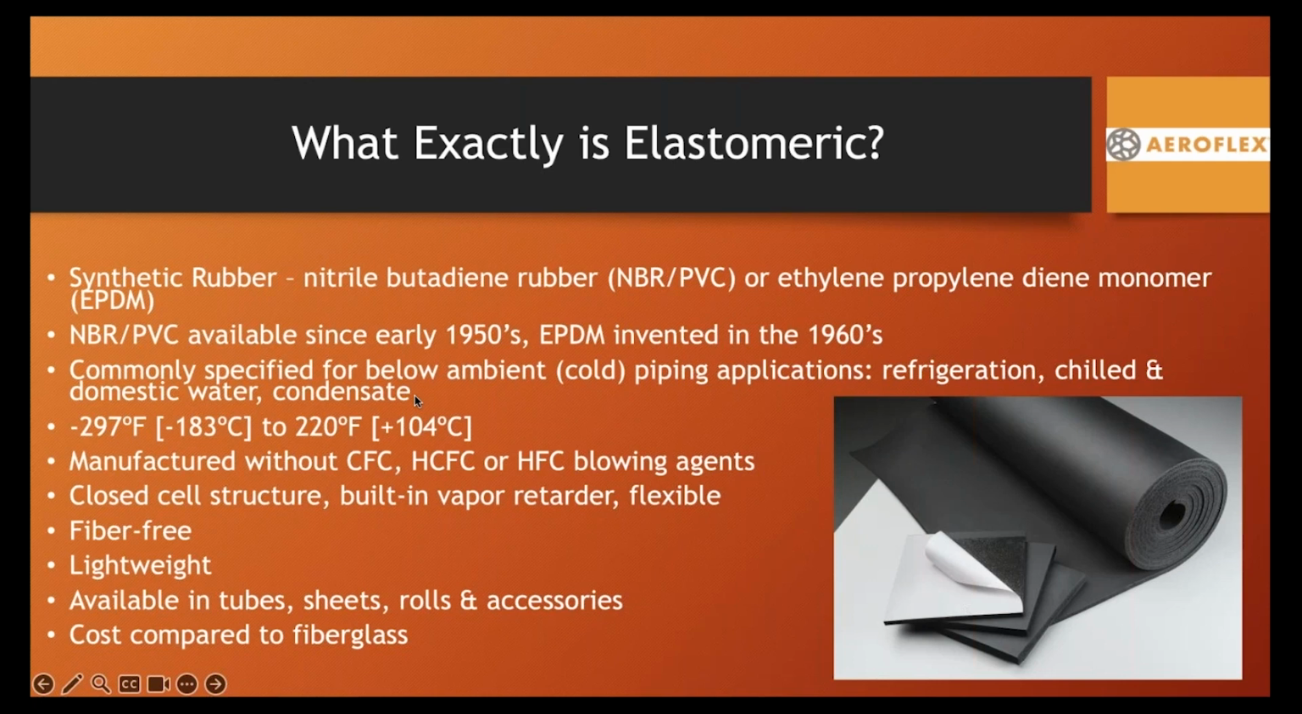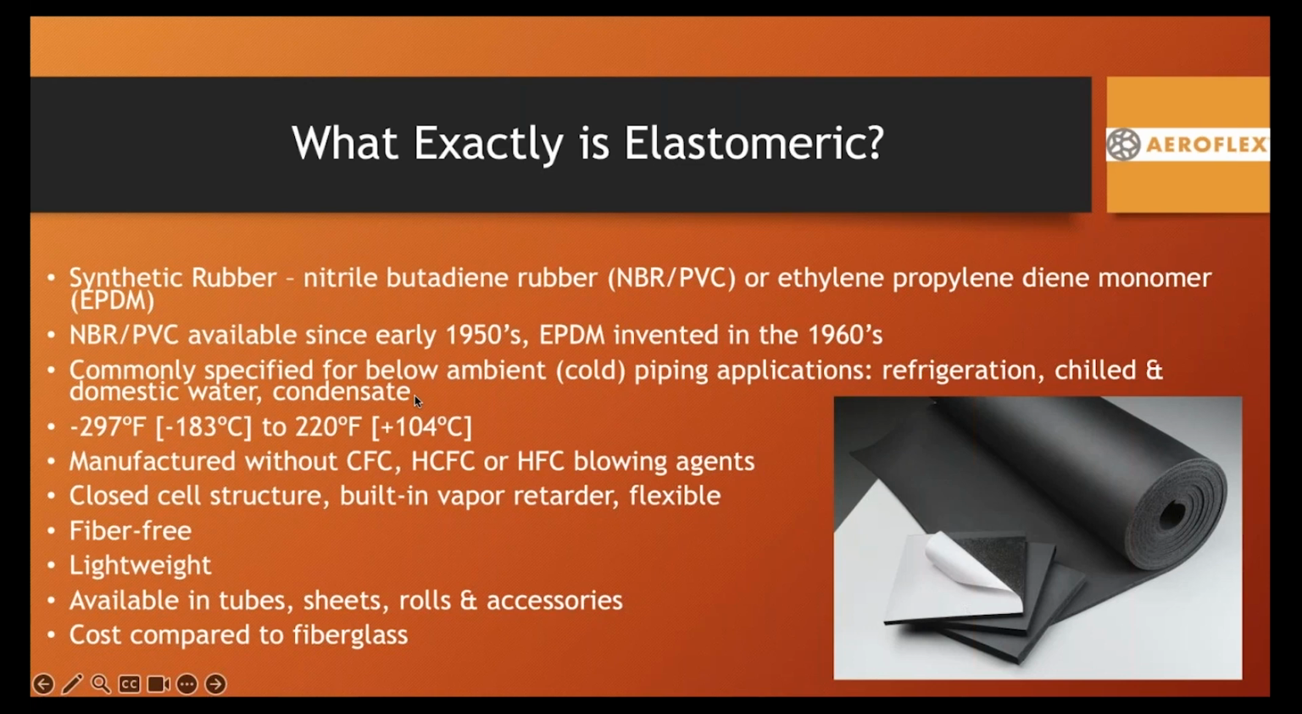What makes it a unique product is that it's closed cell. It has a skin on the outside, whether it's a tube or a duct liner, that serves as a built-in vapor retarder. And it's flexible, so it's less susceptible to breakage and does not need additional fabrication between shipping from the distributor to the contractor and or job site. Elastomeric is fiber-free, it's lightweight, available in preformed tubes, sheets, rolls, and accessories.